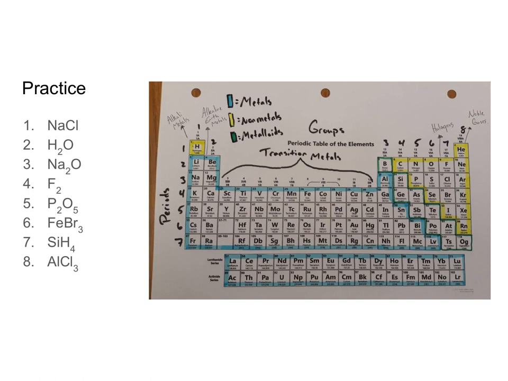So I hope this video has helped you understand the difference between ionic and covalent compounds. Ionic is between a metal and a nonmetal, because the electrons are transferred, and covalent is between two nonmetals because the electrons are being shared. If you want to, at the end of this video, go ahead and pause it and practice using your periodic table to decide if these compounds are ionic or covalent. But I hope this video helped.